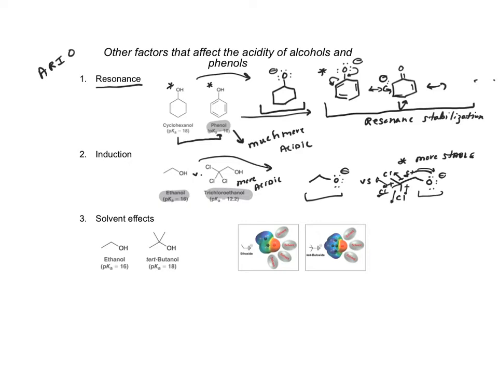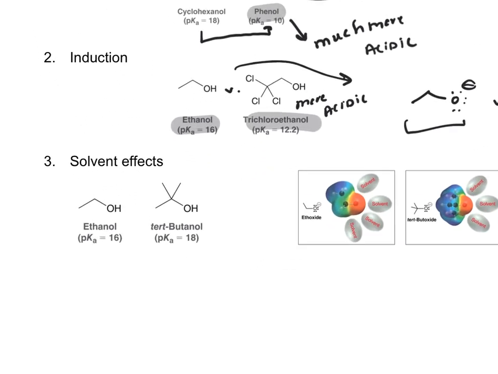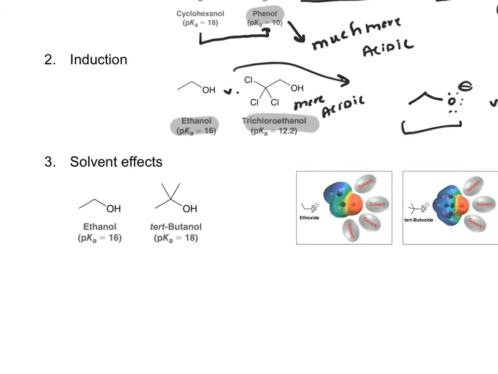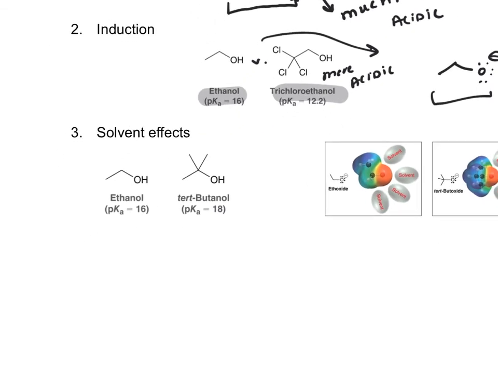The last one is orbital. We're not going to consider that because it doesn't matter. But then the other thing that we never talk about, which I wish they would say it's part of ARIO, right? Because solvent effects do matter. It has to do with how solvent is able to get in and stabilize a negative charge that develops in these conjugate bases, right?